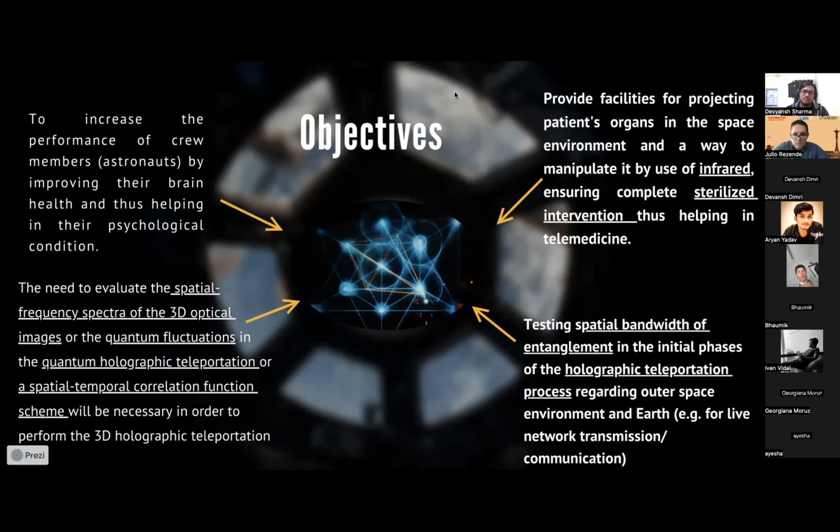Now, we also want to test the spatial bandwidth of entanglement in the initial phases of the holographic teleportation processes regarding outer space environment and also Earth. For example, we want to use this technology also for live network transmission and communication.